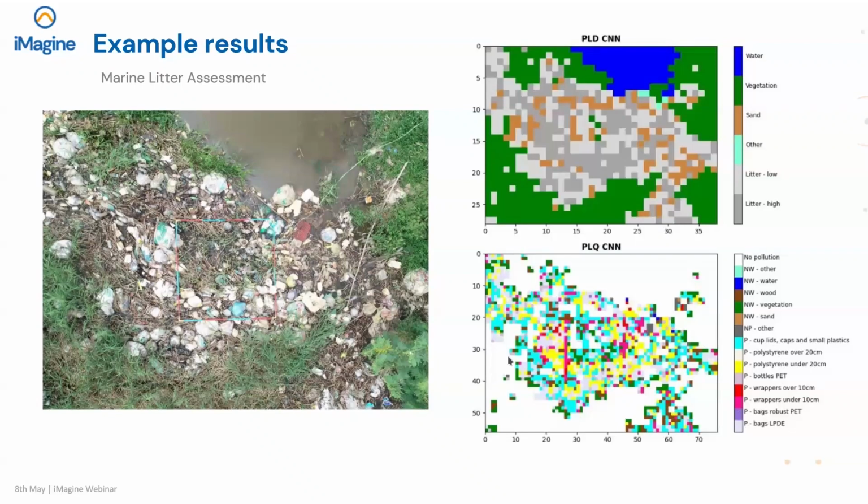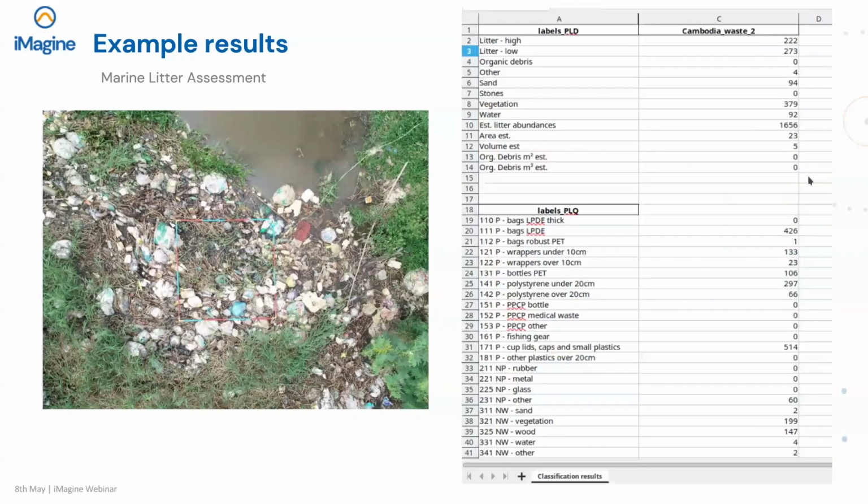And on top of these visual results, the model also generates an Excel sheet. Here you see the image name, and these are the labels and the classification results of the first model, the plastic litter detection. And as I said, in the second step, in a more detailed resolution, the different litter classes are classified, and their number of classifications are also summarized in the Excel sheet.